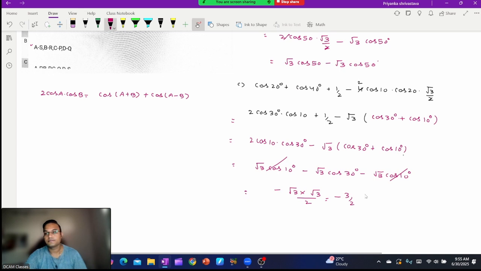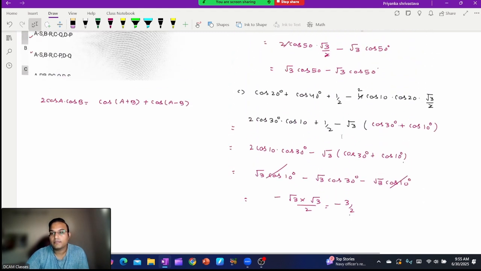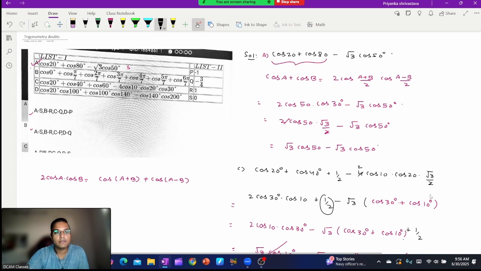Not there. But I think we have not added 1 by 2 here, because this 1 by 2 was there, no? We forgot to add this. Plus half is to be added. So it will become minus 2 by 2. So the answer should be minus 1. That means for the P part, the answer should be P. Option B has to be the correct one. This is actually solved. You need not solve it further if you want.